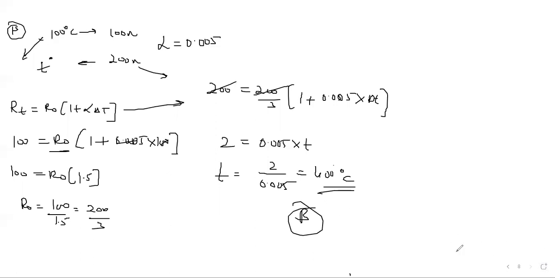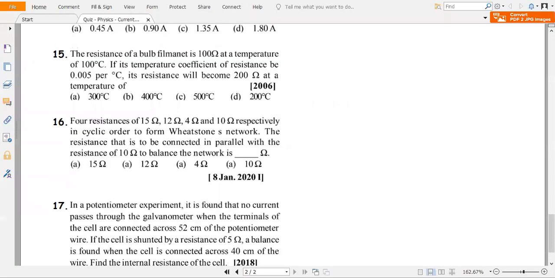Okay. Moving to question number 16. Question number 16 says that four resistances 15, 12, 4 and 10 are connected in cyclic order to form a Wheatstone bridge. The resistance that needs to be connected in parallel with the 10 ohm to balance the circuit is what? So four resistances are given: 15, 12, 4 and 10.